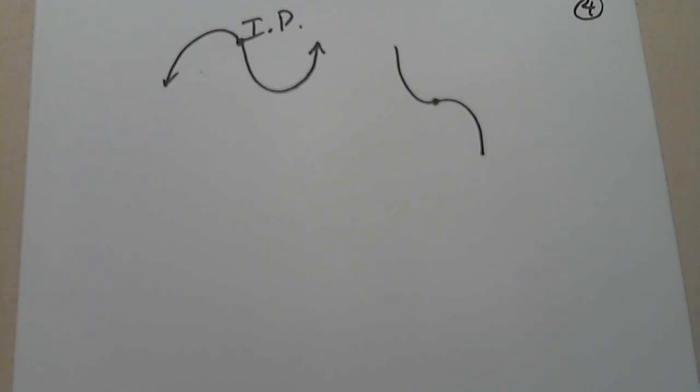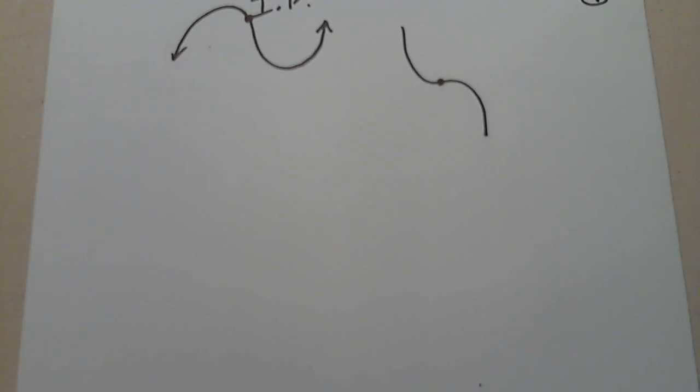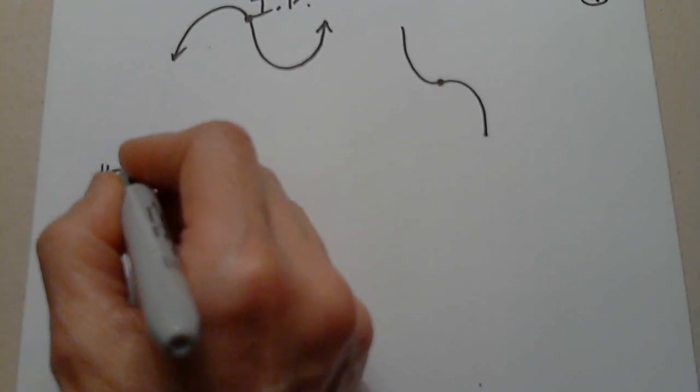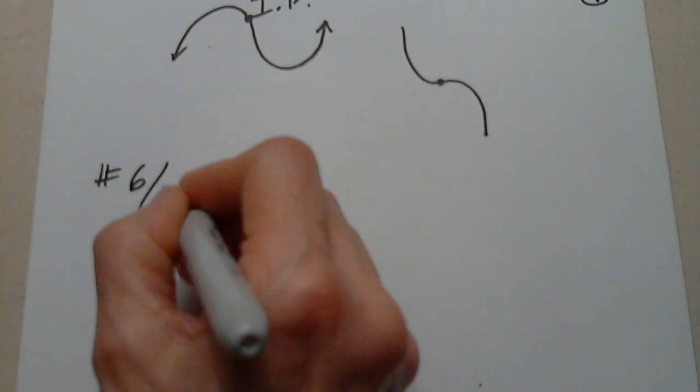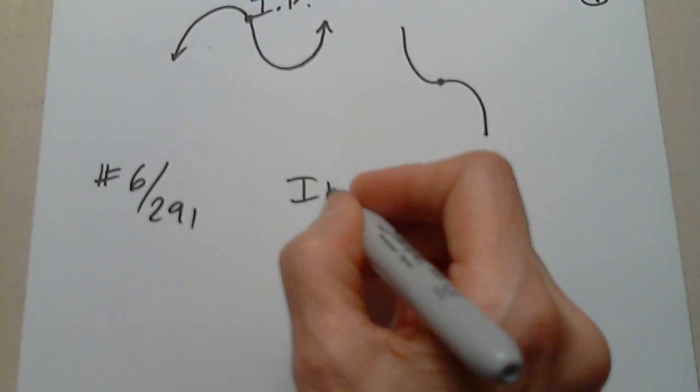Can anyone identify for us the points of inflection, roughly? Is it 1 and -1? Yes, but I said points, correct. So this is problem 6 on page 291. So inflection points.